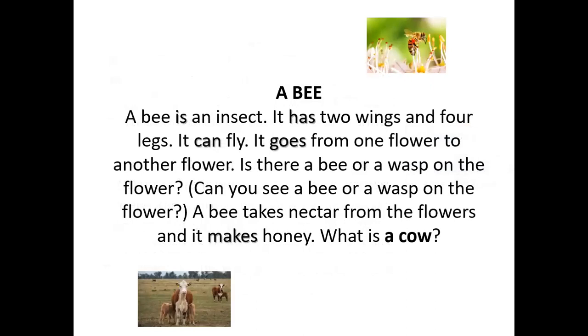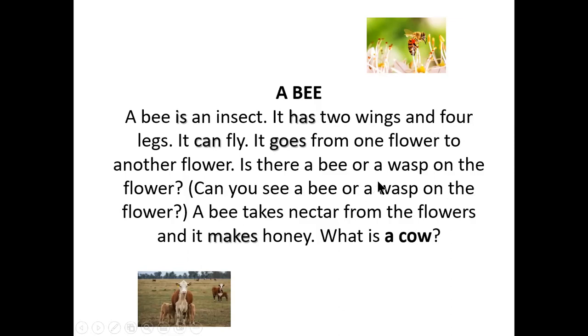Now, let's concentrate on a bee. A beautiful, useful, and good living thing. A living insect, in fact. A bee is an insect. It has two wings. Can you recognize the wings of the bee? The wings of the bee, noun of noun. It has two wings and four legs. It can fly. It moves, it flies from one flower to another flower.